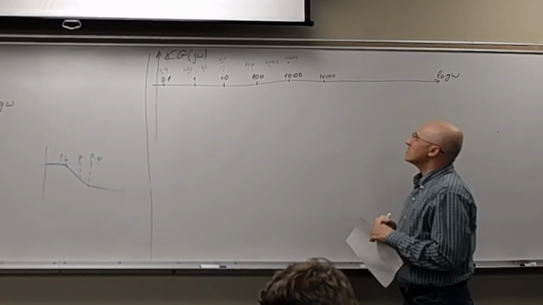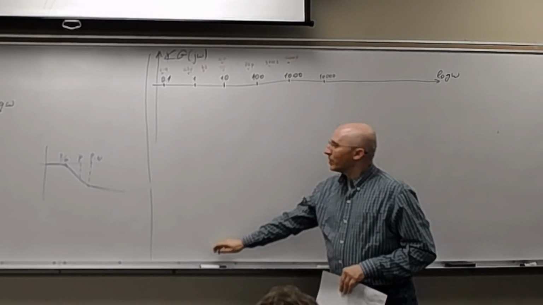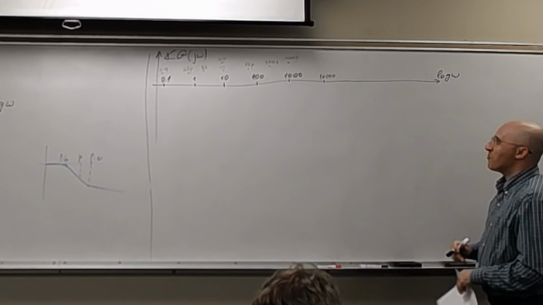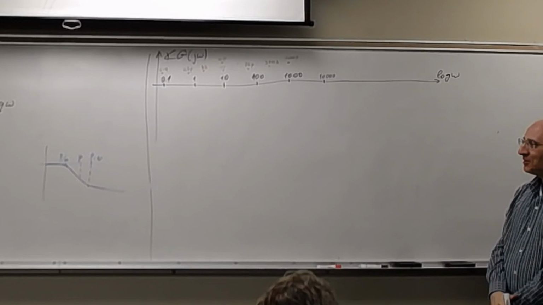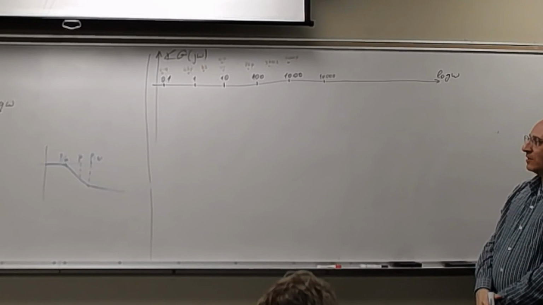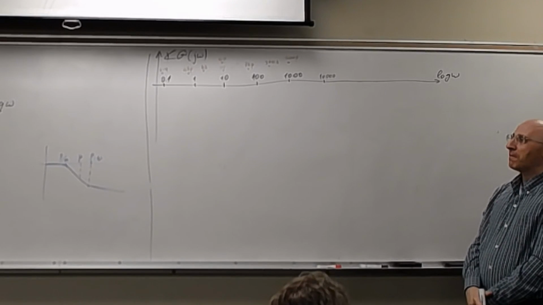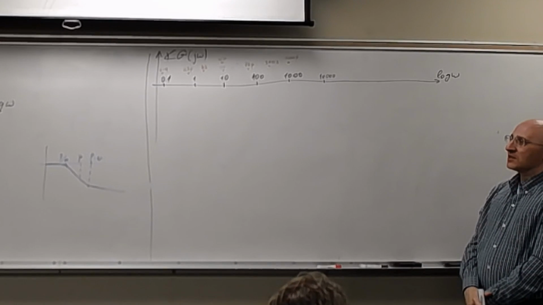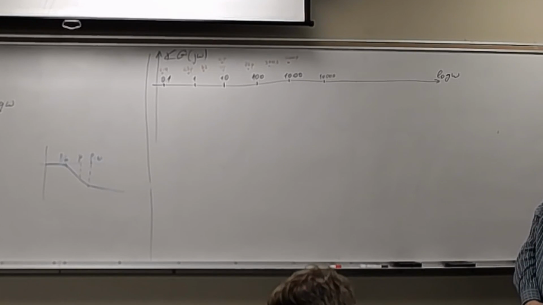Okay, now we get to the nightmare part. Let's start with simple questions. Where does it start? What is the angle where omega equals 0? It starts with 0 angle. Why? Because it's 0 over 1.